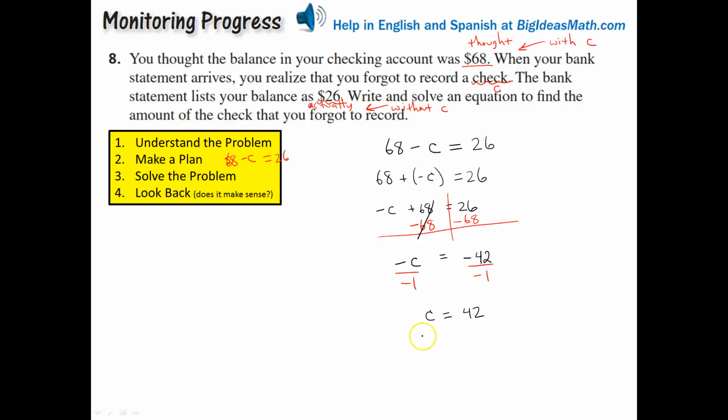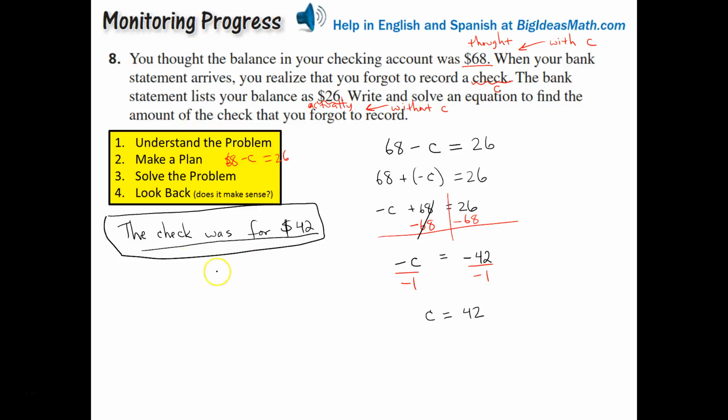So my answer, see, my question wasn't an equation, so my answer can't be an equation. My answer has to be in terms of the problem. So the check was for $42. That's the answer. And then I can check by saying I had 68. If I subtract 42, do I get 26? And I do, because it's cool.